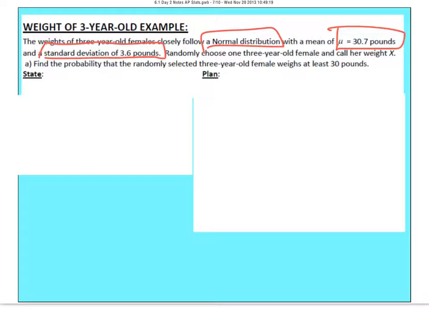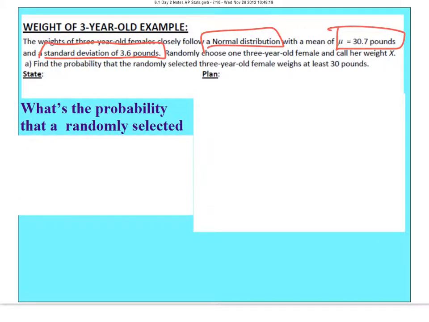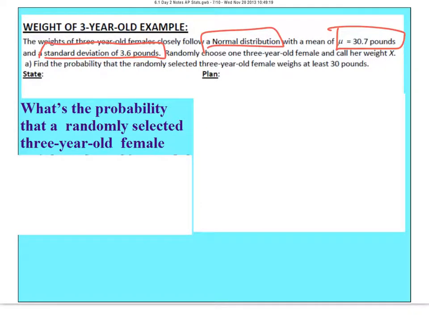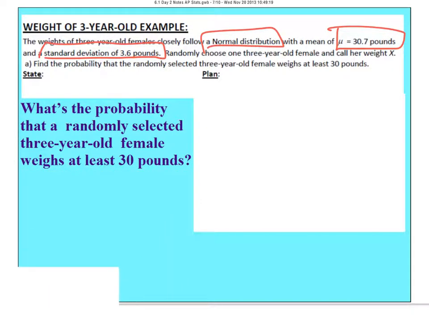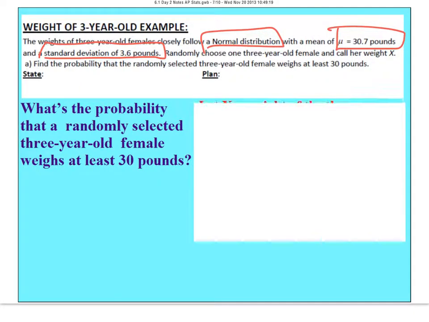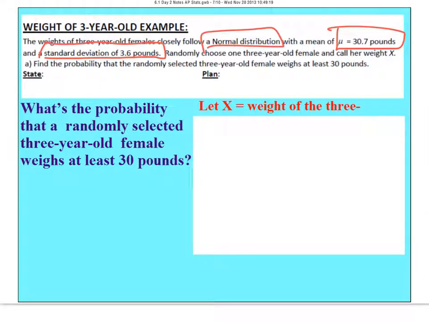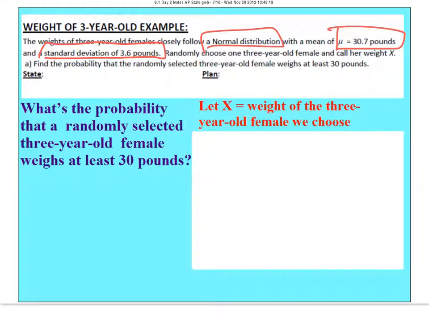Let's do state, plan, do, and conclude. What do we want to state? Well, we want to find the probability that a randomly selected 3-year-old female weighs at least 30 pounds. Fine. What's our plan for that? Well, let's define the variable. We're going to define the variable as X, which is the weight of the 3-year-old female we chose.